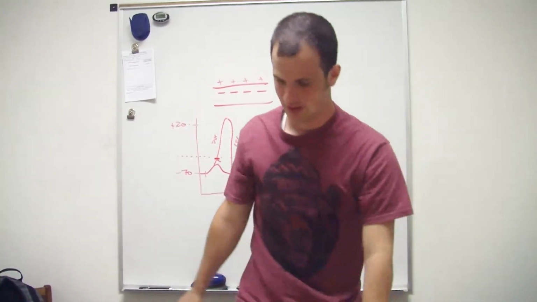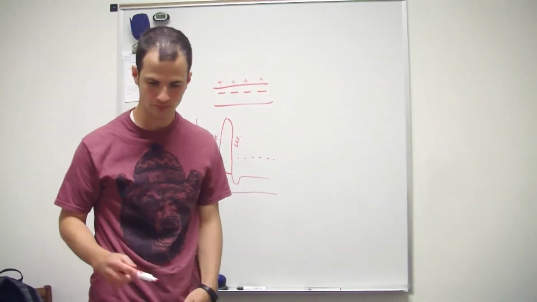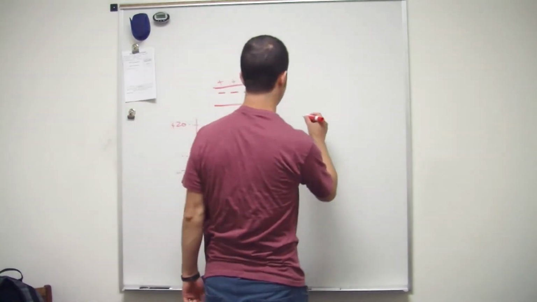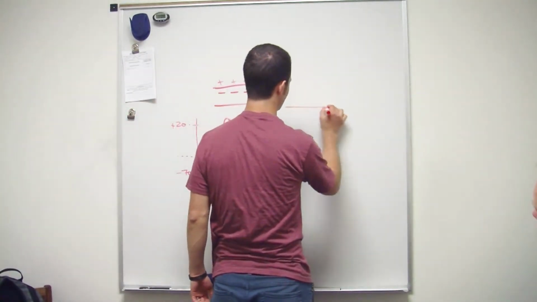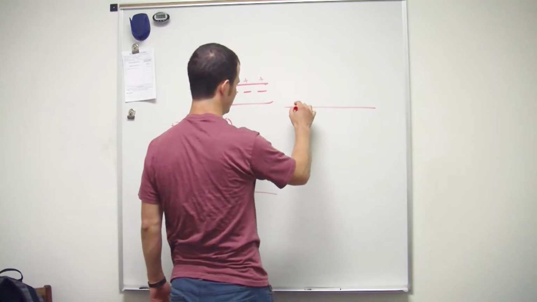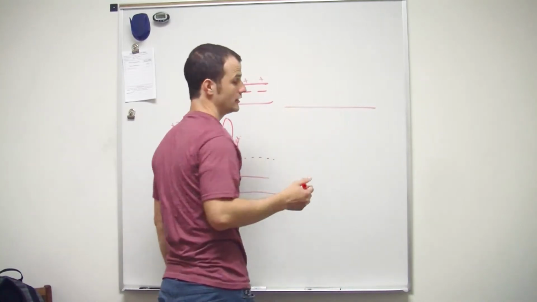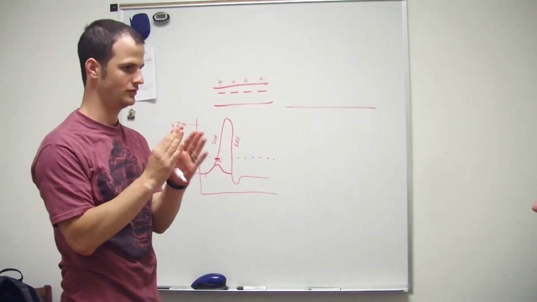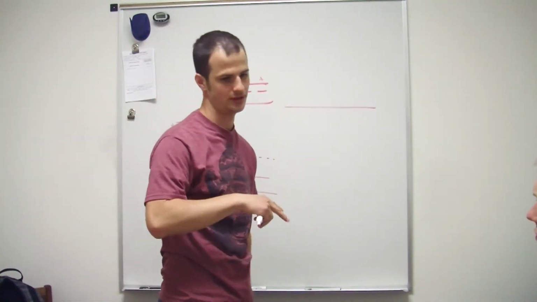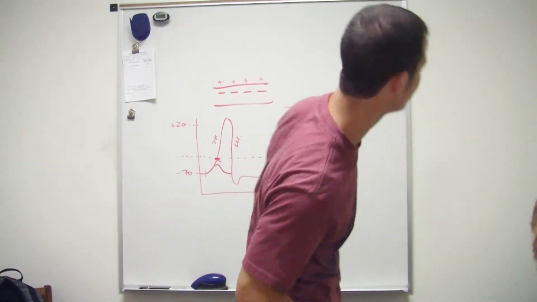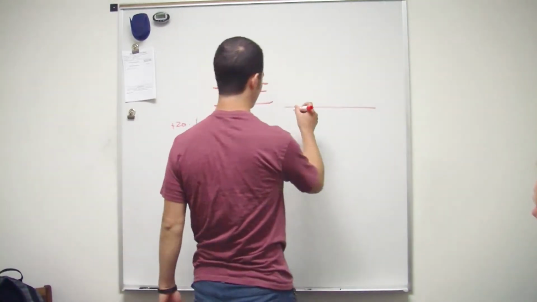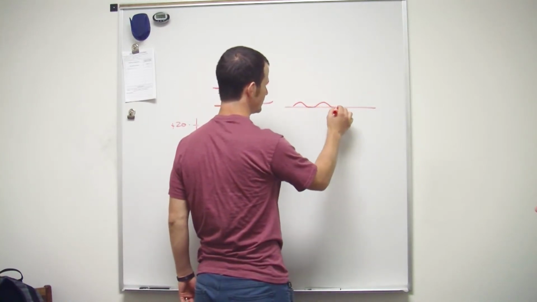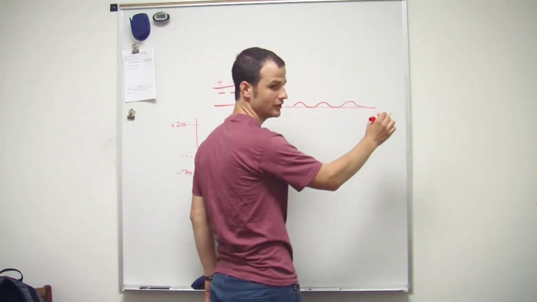So a spatial summation would look like this. With temporal, there's only one axon-dendrite interaction, so you get something like this: you get a stimulus, and then it goes away. Stimulus, it goes away. Stimulus, it goes away.